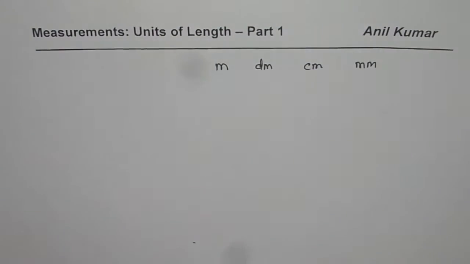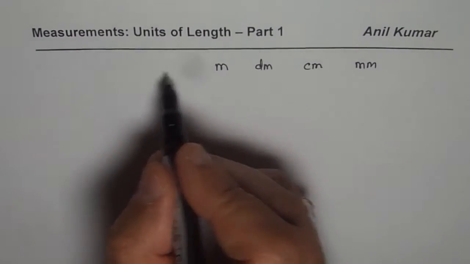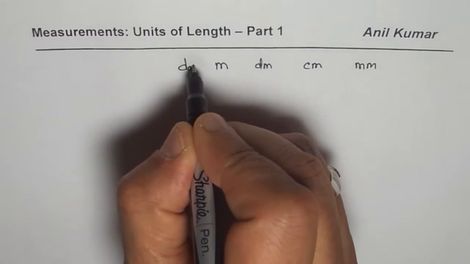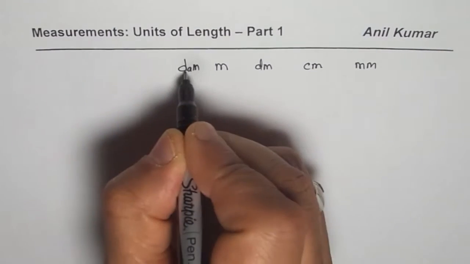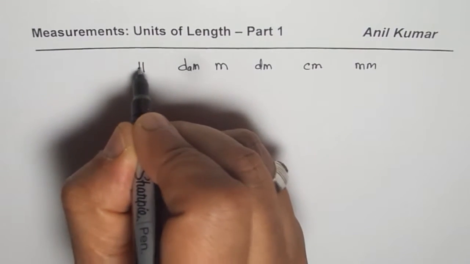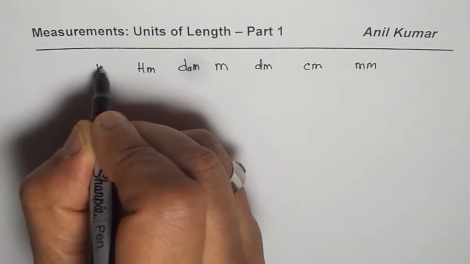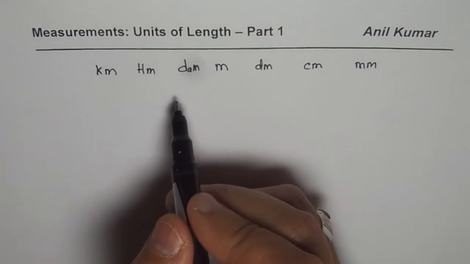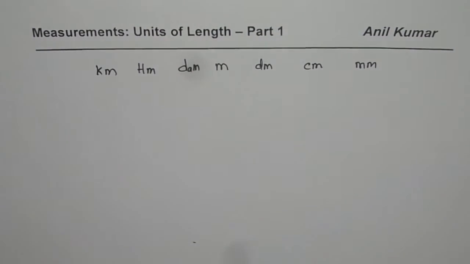But if you want to measure bigger things, we could have decameter, which sometimes is written as DAM, decameter, or also with capital D, right? So capital D, just as I'm writing hectometer and kilometers, right? All these are actually capital letters. Here I should have written capital D, but that's okay.